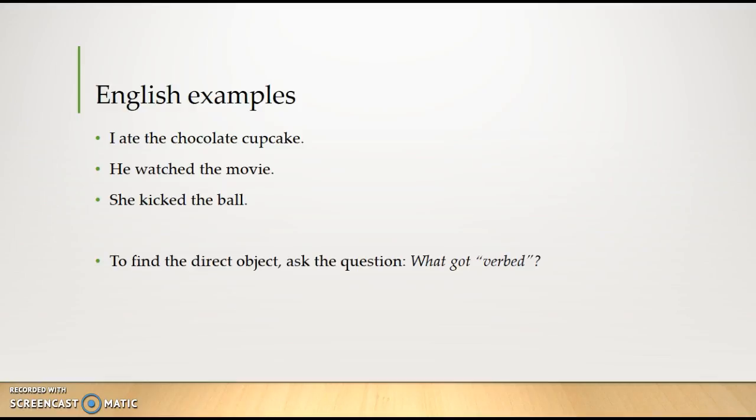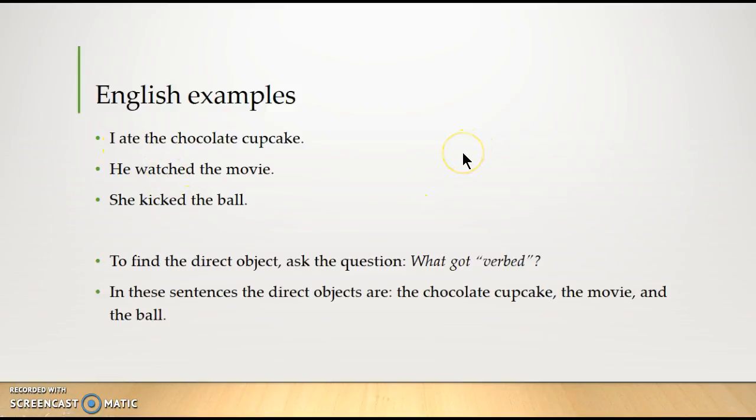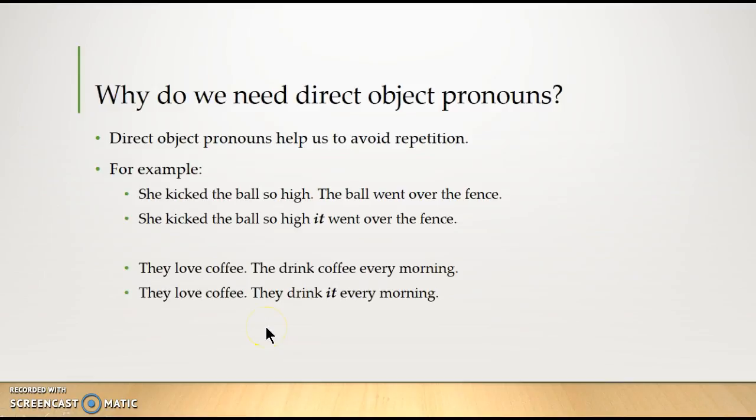I got that question from a great language arts teacher that I observed as a young teacher. She always asks her students what got verbed. So in this sentence here, what got eaten, what got watched, what got kicked. So as you can probably tell, the direct objects in my sentences are the chocolate cake, the movie, and the ball.